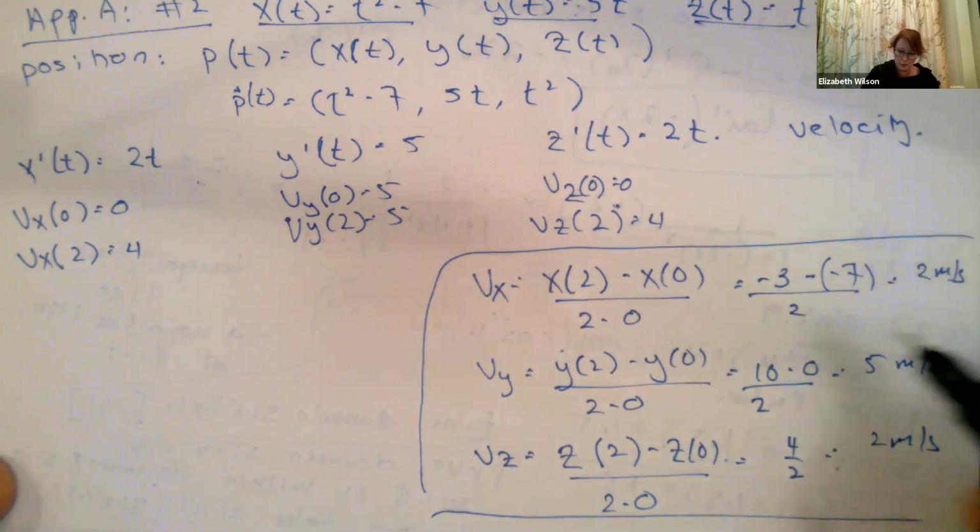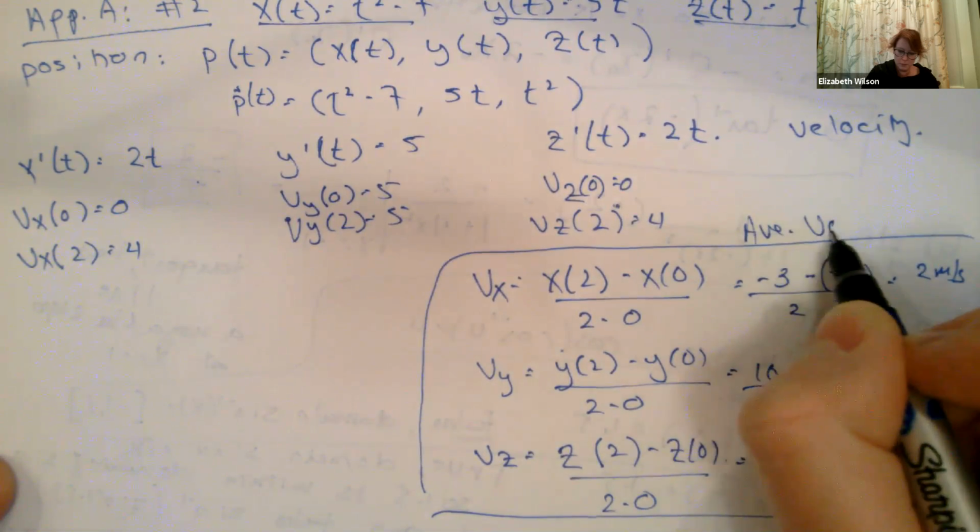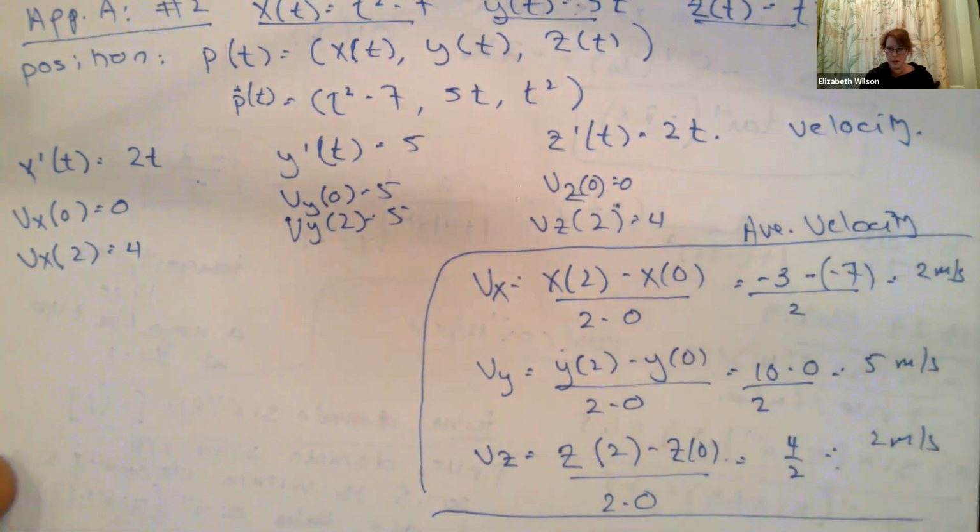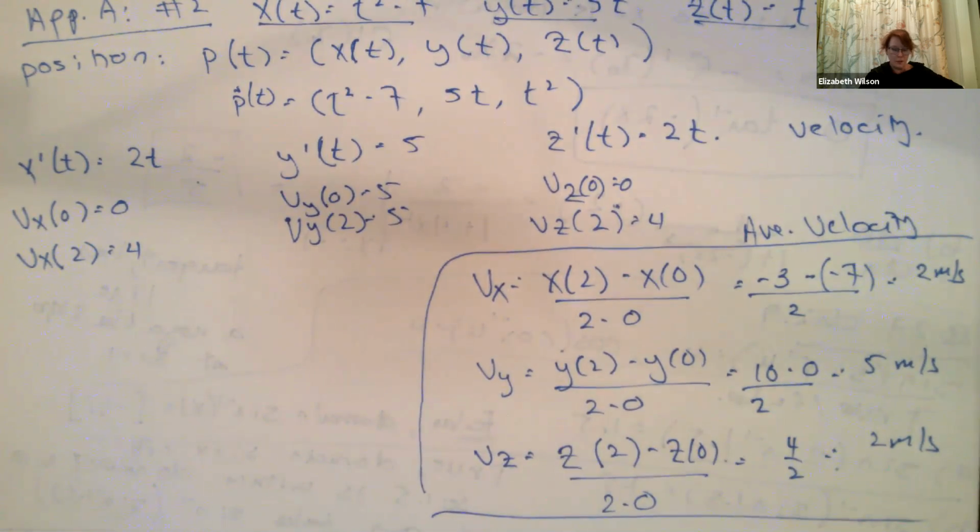Average velocity here, between time t equals 2 and time t equals 0. And I forget, did they ask us to solve for things, to get our values in terms of other variables? I have some notes down in here too.